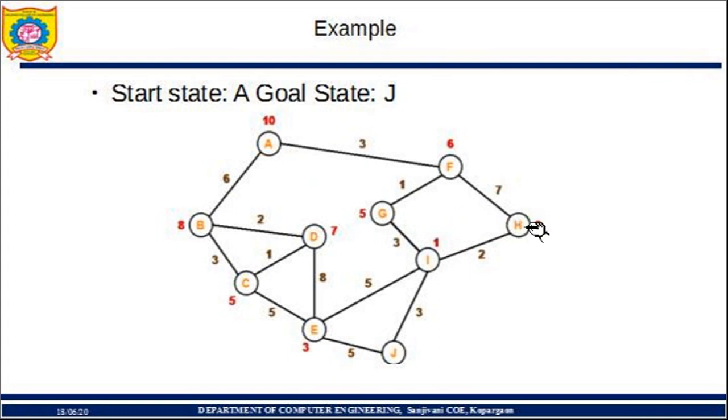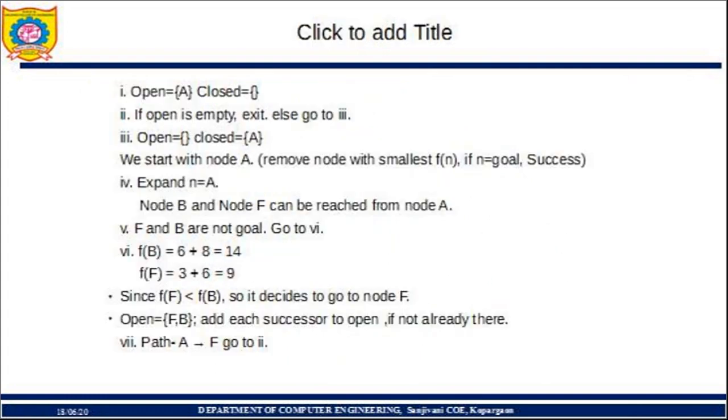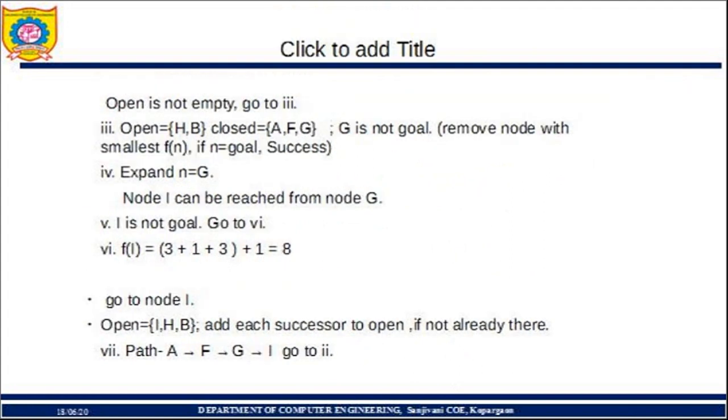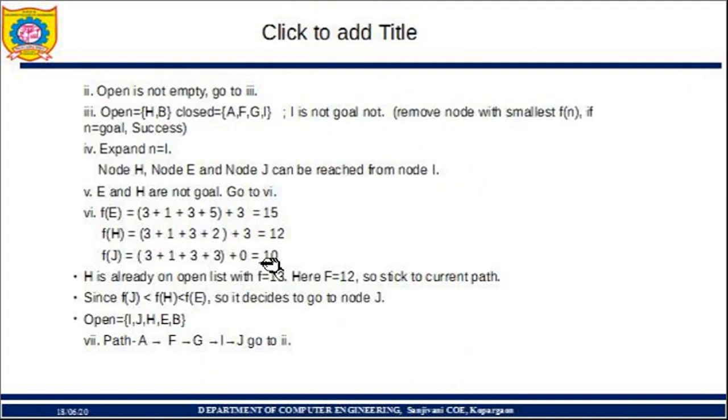So how will you get F of n for this? It's 3 plus 1 plus 3 plus 2 plus heuristic value 3, which will give me these values. H is already there on the open list with its F value as 13. The other things we explored now are E and J. I'll be putting them on the open list. So this is my open list.